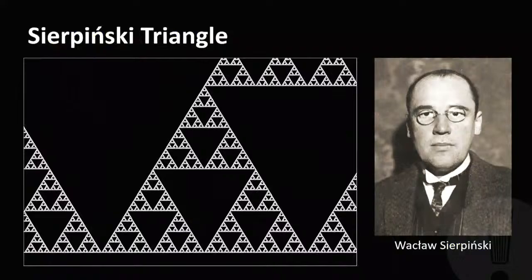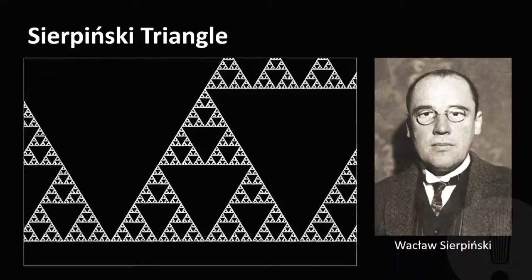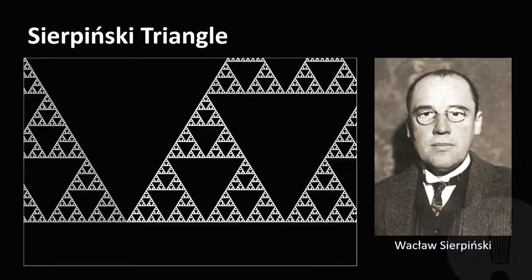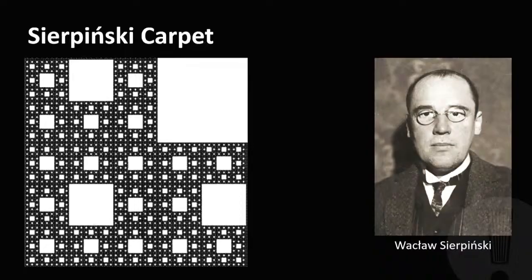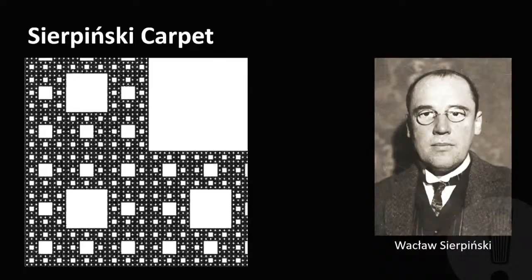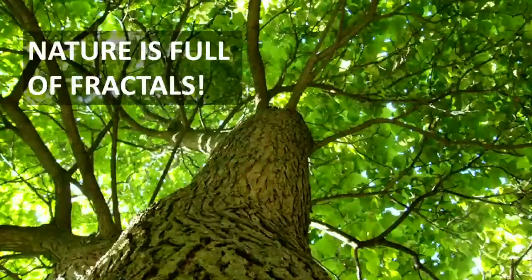Another common fractal you might have seen before is a Sierpinski triangle. As we zoom in, it's really the same sort of pattern at different scales. Or the Sierpinski carpet, made with squares. There are different formulas or algorithms that, if you ran them and plotted your answers onto a graph, would create these different patterns, these different fractals.